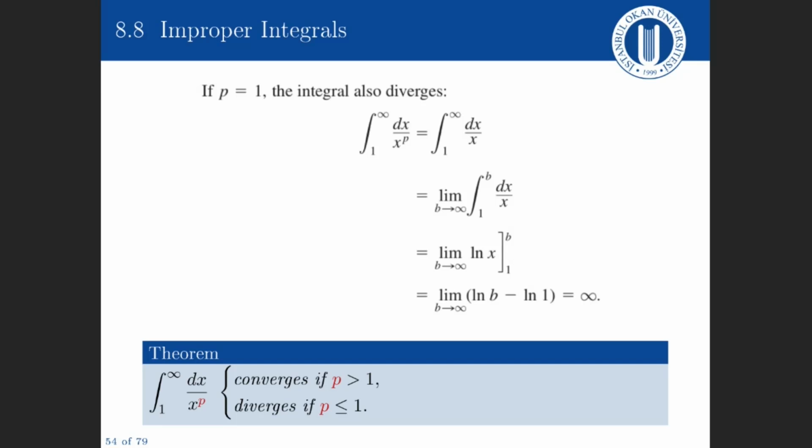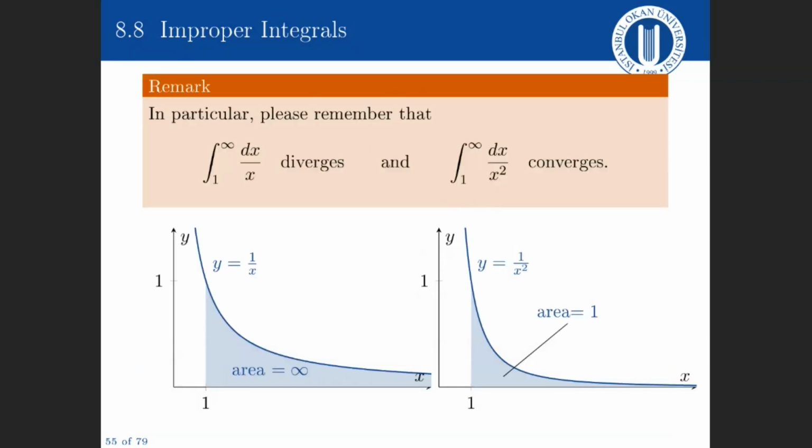I'm going to write this as a theorem because this is one we're going to be needing later in the course. The integral from 1 to infinity dx over x to the power p converges if p is strictly greater than 1, and it diverges if p is less than or equal to 1. In particular, we're going to be using p is 1 and p is 2. If we have the function y is equal to 1 over x, this area is infinite. If we have y is equal to 1 over x squared, this area is a finite number, and in this case 1.